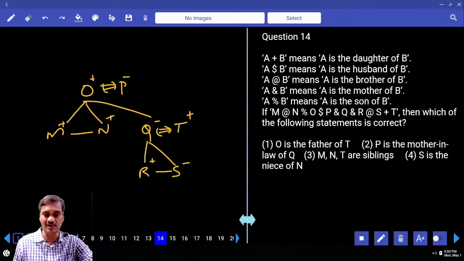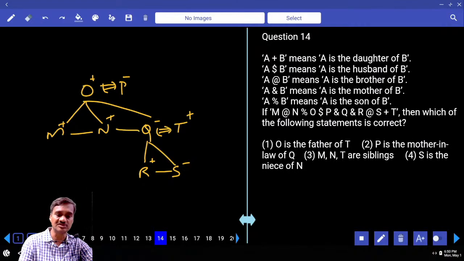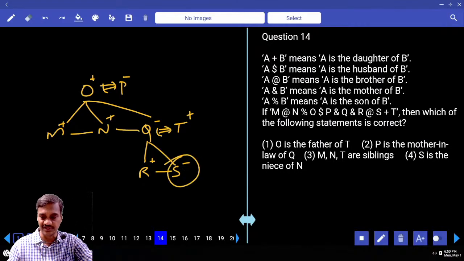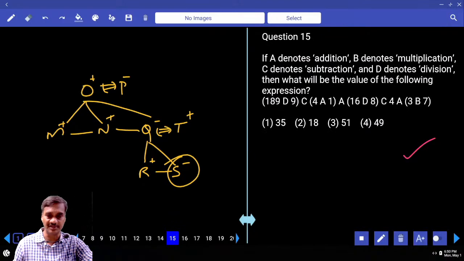And P is the mother-in-law of Q. That is false. And M and T are siblings. That is false. S is the niece of N: N's sister's daughter. Sister's daughter is niece. Choice 4 for question number 14.